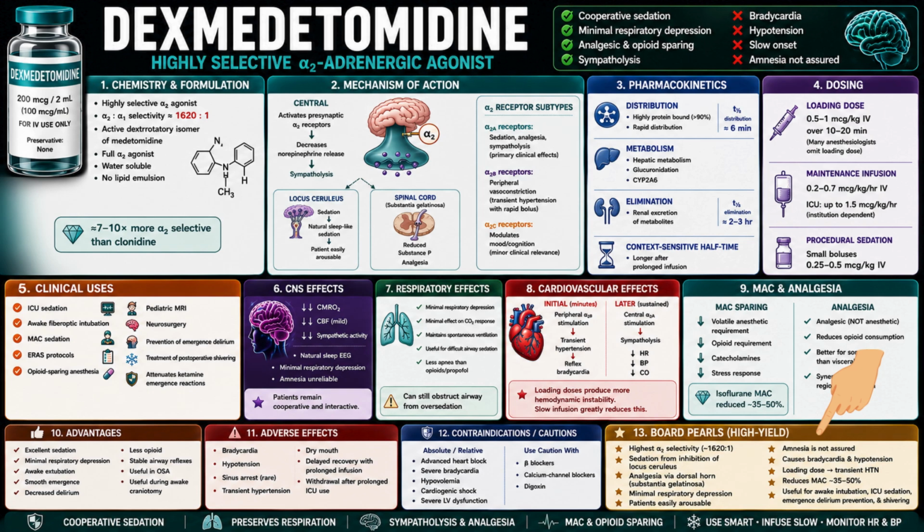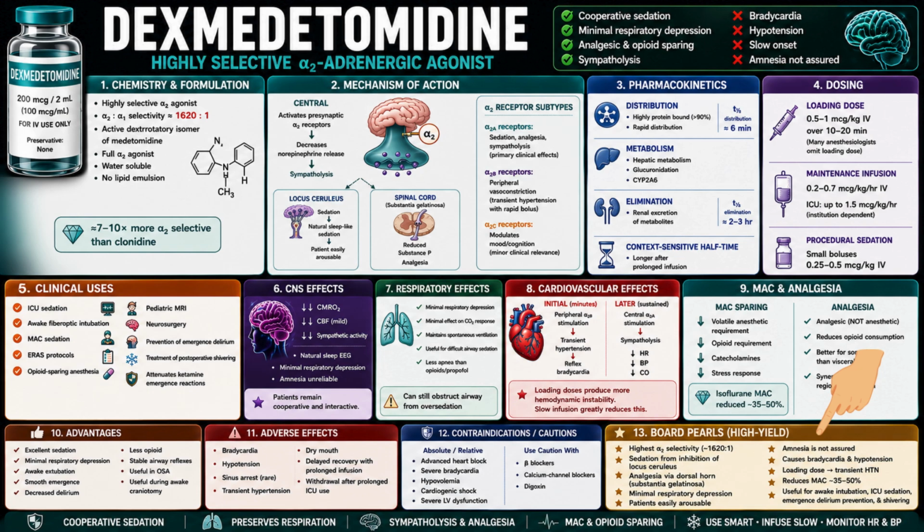ICU sedation, awake fiberoptic intubation, MAC sedation, ERAS, awake craniotomy, prevention of emergence delirium, treatment of postoperative shivering, opioid-sparing anesthesia. 16. Contraindications. Advanced heart block, severe bradycardia, cardiogenic shock. 17. Use caution with beta blockers, calcium channel blockers. All can cause additive bradycardia or hypotension.